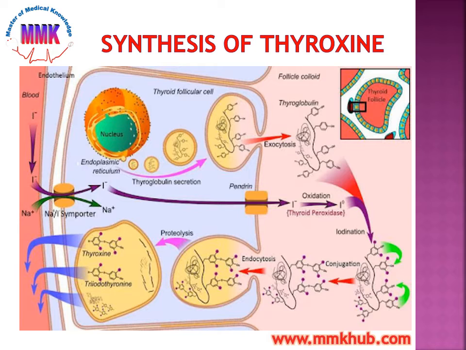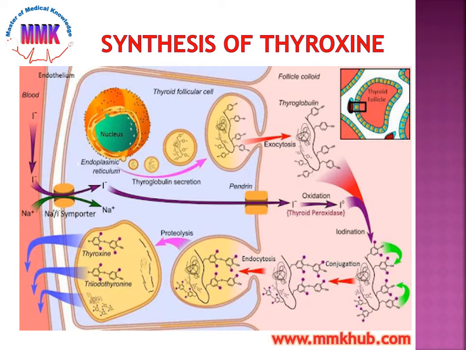There is iodination of the thyroglobulin with the iodine, leading to the formation of diiodothyronine or monoiodothyronine in the thyroglobulin molecule. If two diiodothyronine molecules combine, they form tetraiodothyronine, T4, and if one monoiodothyronine combines with diiodothyronine, it forms triiodothyronine, T3.